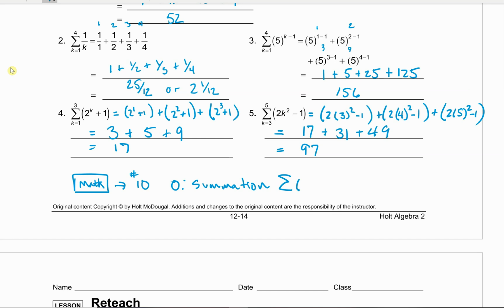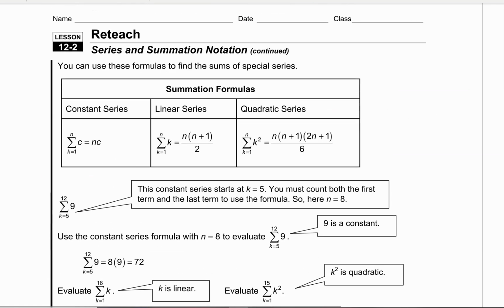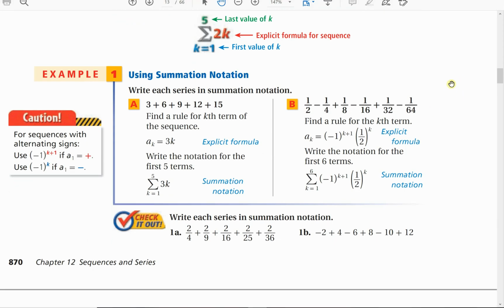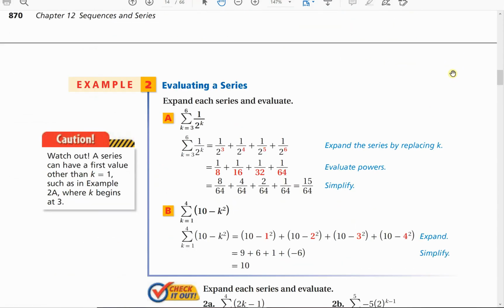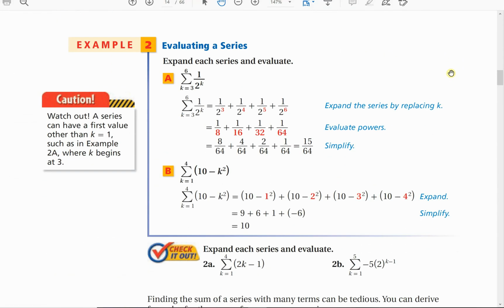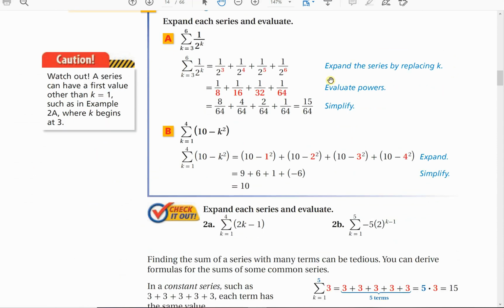It's pretty easy stuff. All right, so there are some special formulas. Let's see if they talk about them in the textbook. Here's example number 2. Kind of does what we just did. So there's some more examples for you about what we just did. You've got to be careful. Series often has a first value of 1, but if it doesn't, like example A where we start at 3, you got to remember you're going to start at 3, not at 1.